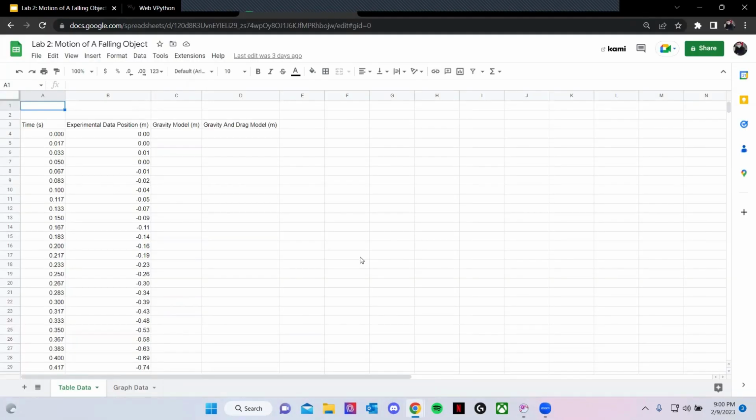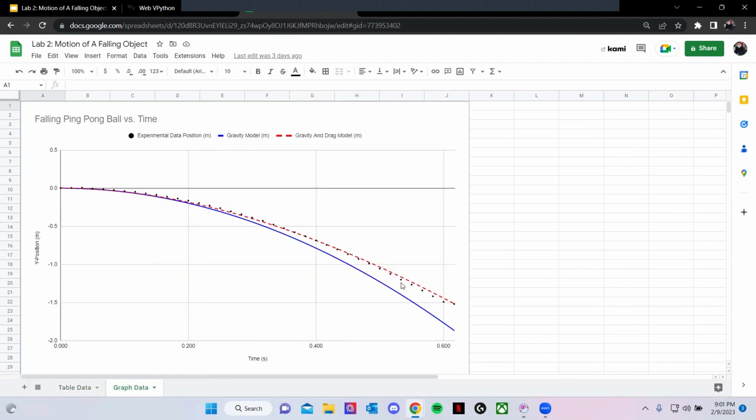Now that we have gathered experimental and computational data, the data can be compared via Google Sheets. Taking a look at the data, we can see that the gravity and drag model, in red, more accurately predicts the observed position of the ball, which is in black, as compared to the model with just gravity, which is in blue. Taking note that the value of B in the code was tailored to the model of the observed data, so the gravity and drag model should be roughly the same as the experimental data.